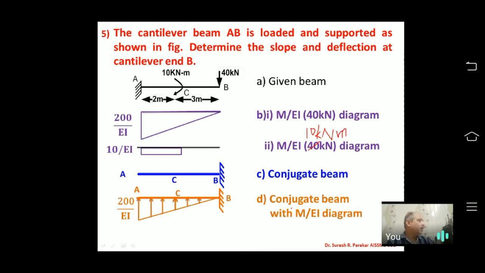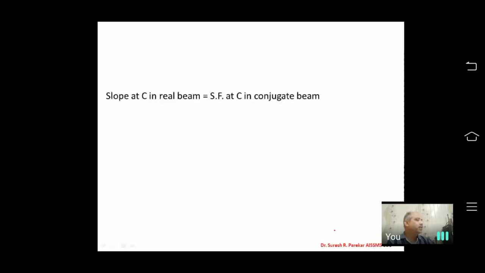Now here the conjugate beam with M by EI diagram, and we have this value at C. This will be 120 because we have 40 into 3, and that gives us 120. Now we will go to the second diagram. I have 10 upon EI, the conjugate beam with M by EI diagram. Now we will find the values. We have to find the slope at C in the real beam, so I have to find the shear force in the conjugate beam. Here we have a combination because we have a concentrated load and also a couple. So first we will see what we get by the concentrated load.